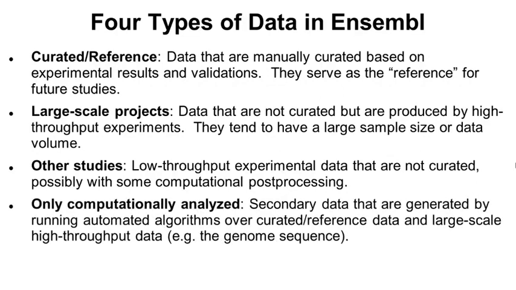Finally, the computationally analyzed data include secondary data that are generated by running automated algorithms over curated or reference data and large-scale high-throughput data such as the genomic sequences. Although they don't have as high a quality as curated data, they cover a lot more genes and can save you the trouble of running the algorithms yourself, as many of the algorithms are time and resource consuming.